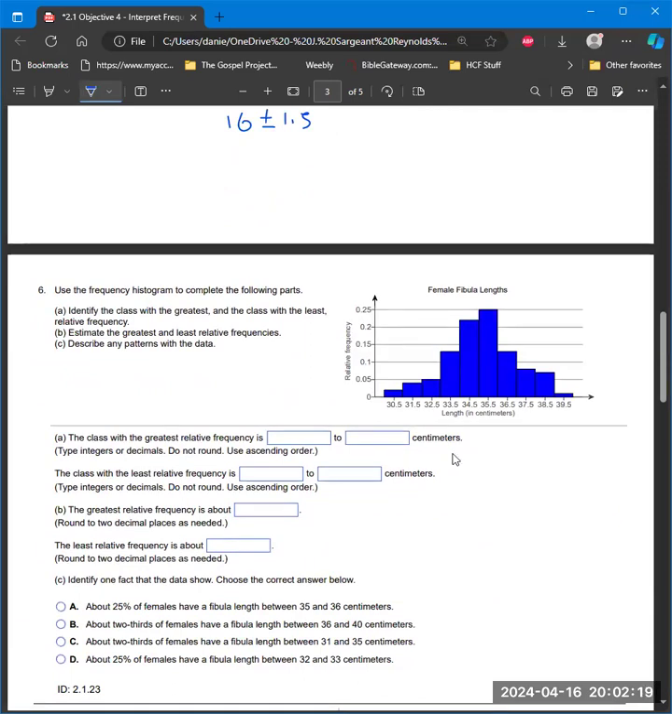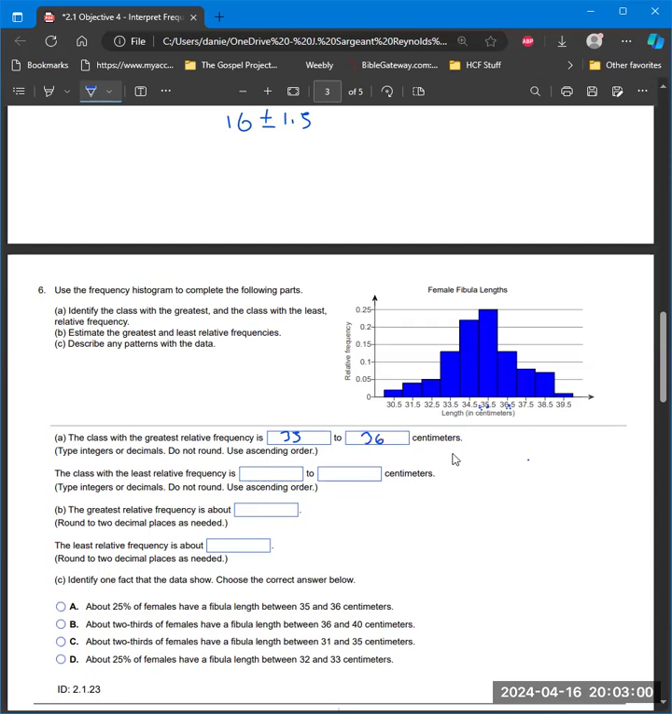Let's use the frequency histogram over here, but notice this time it's not just regular frequency, it's relative frequency. So that means this is probability on this side. Identify the class with the greatest and the class with the least relative frequency. So the class with the greatest relative frequency is right here, centered at 35.5. And it looks like these classes are 1 apart because it goes 35.5 to 36.5. So that means that my boundary endpoints here are 35 and 36 for this class with the greatest frequency.